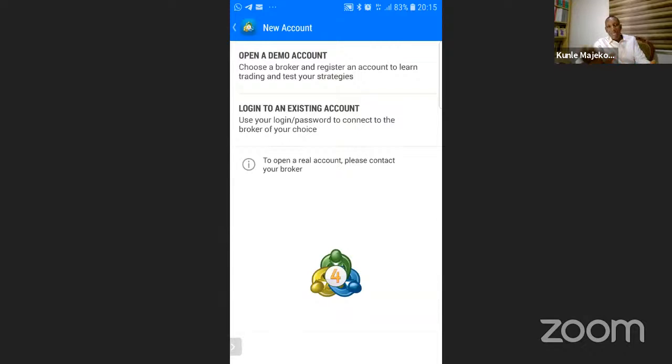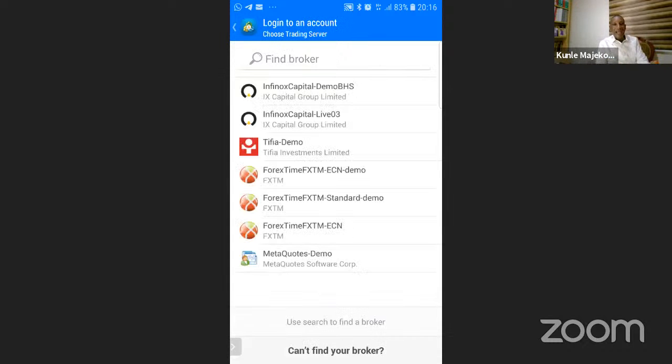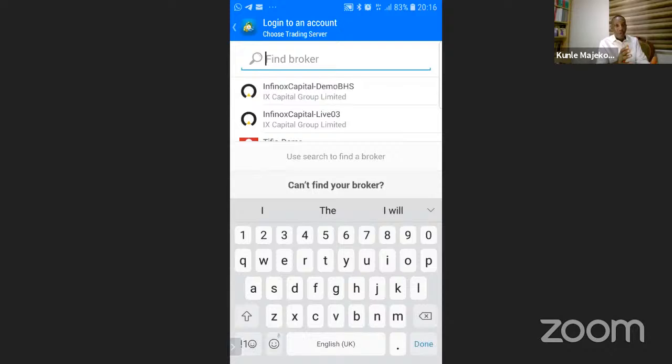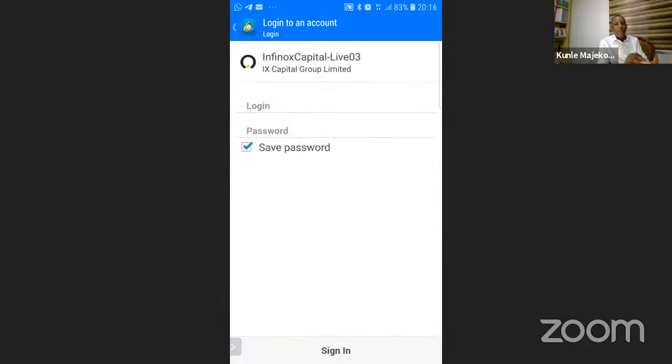Then it tells you to open a demo account. Now, if you want to open a live account, you register with your broker. They will give you login details and a password. Then you can come here and click on login to existing account. You put in the name of your broker here, whatever name the broker is. Once you put in their name, let me say it is Infinox Capital, it tells me to put in my login and password. Once you put it in, you are in. Okay, that is your live account.